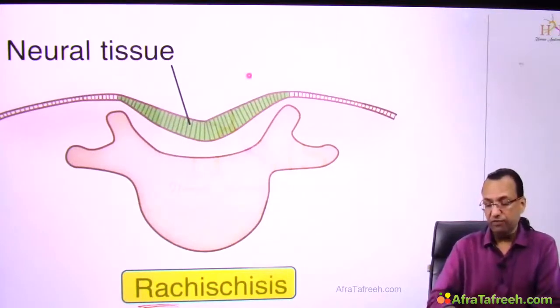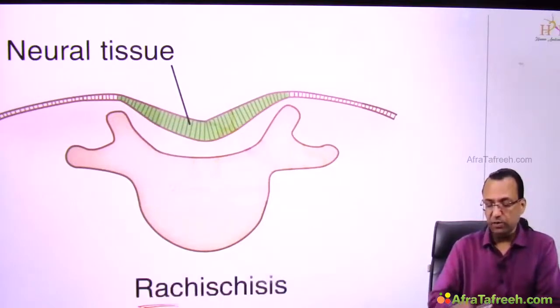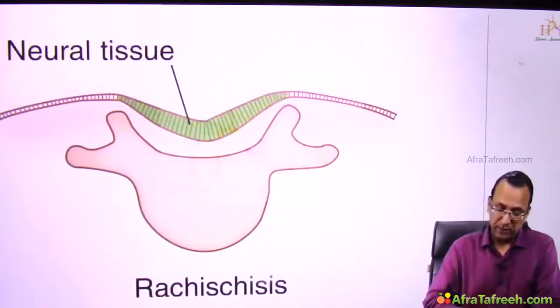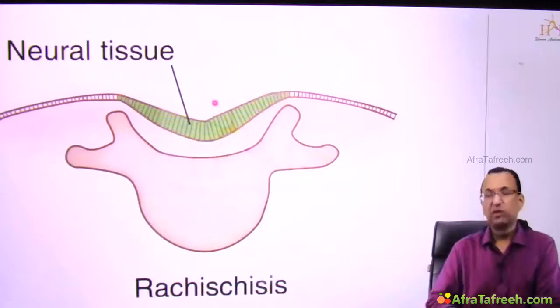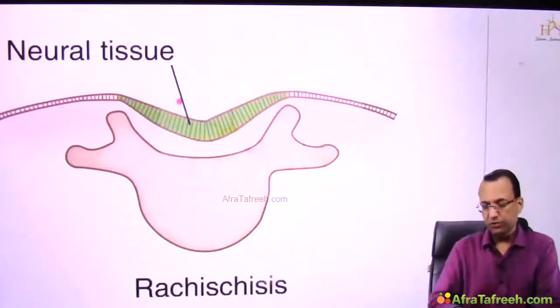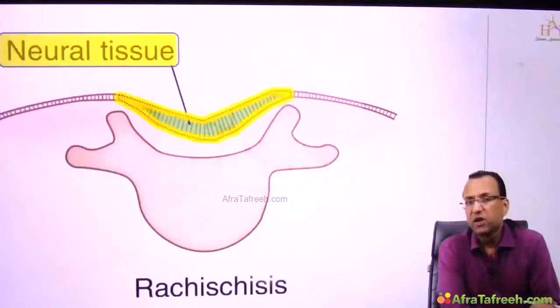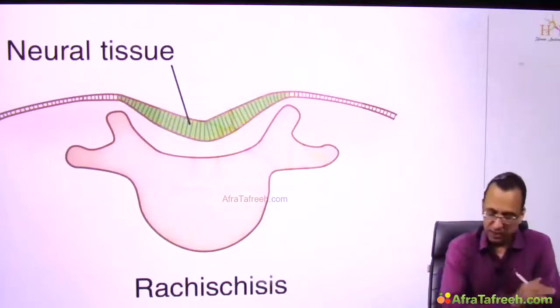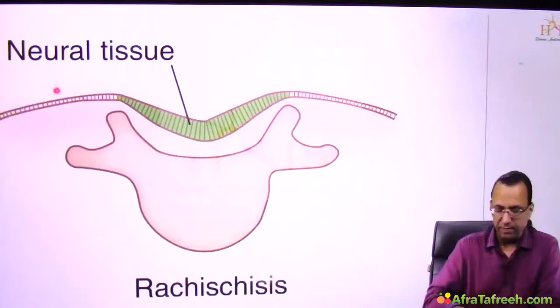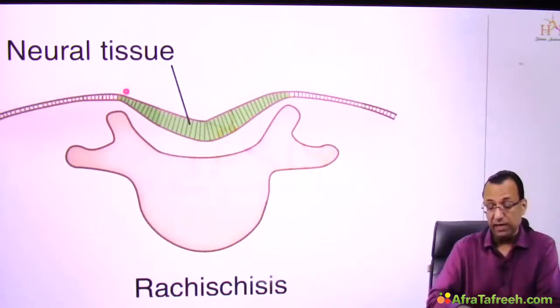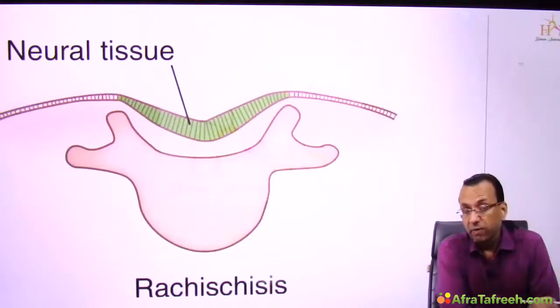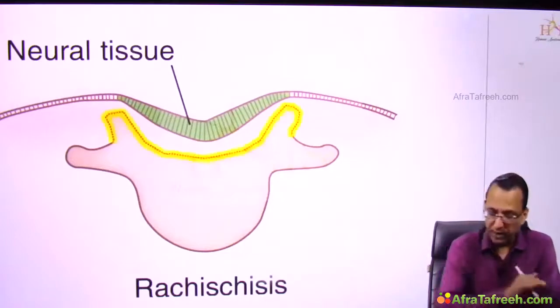It must detach from the dorsal surface. Then only the peripheral skin can cover the defect. Do you remember? There's a neural groove which will detach from the dorsal surface to form a neural tube. But if it does not detach from the dorsal surface, then the skin cannot cover it. Skin will remain at the periphery, and not only that, the vertebra is also open, spina bifida.